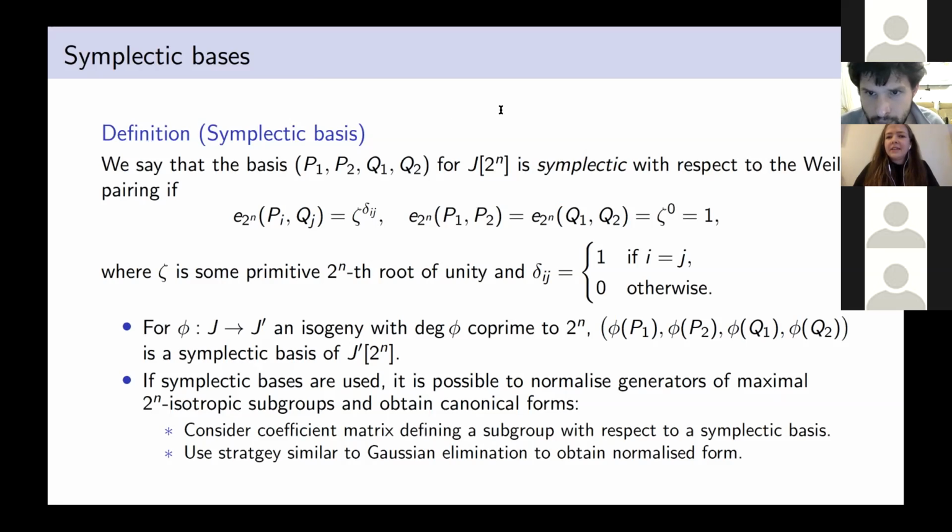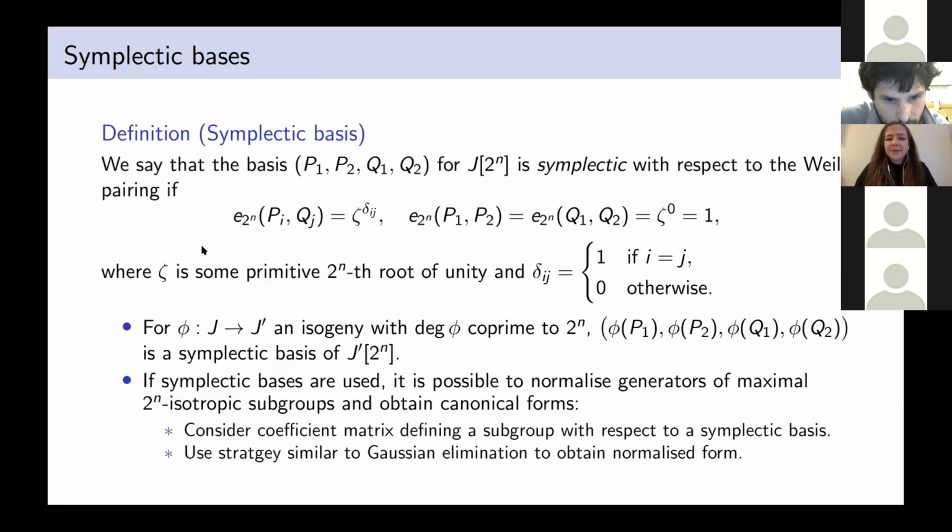And using a basis like this has the nice advantages that we don't need to check as many conditions during the key generation because some of the pairings are already trivial. And also the symplectic property of the basis is not affected if we evaluate the isogenies that we use in the scheme.